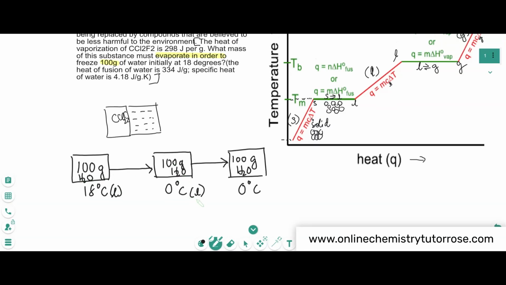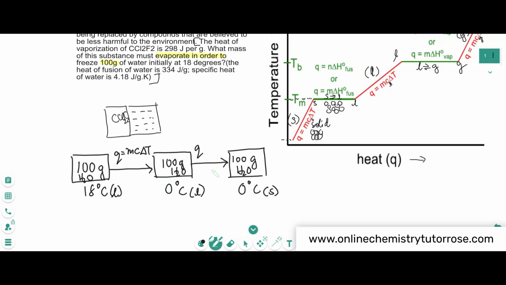Once it's at 0 degrees liquid, you want to cool it further so that it freezes to solid state at the same temperature, the freezing point. The energy released when water is cooled from 18 degrees to 0 degrees is Q equals mc delta T. We use this equation because there's no change in state, only a change in temperature.